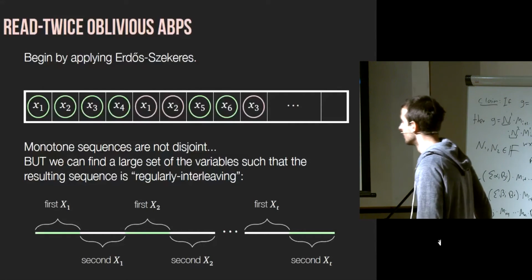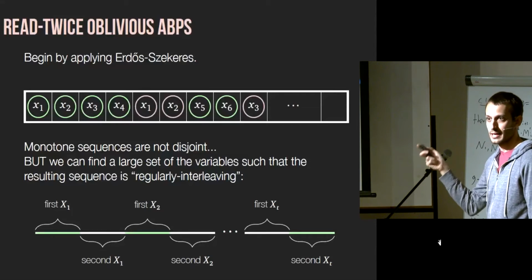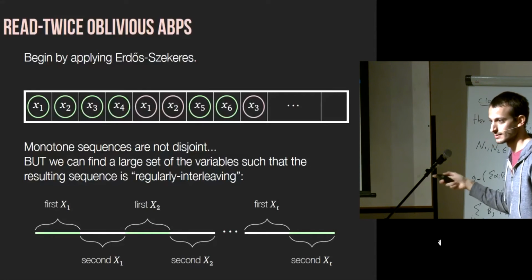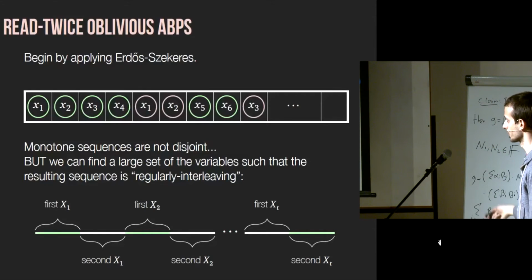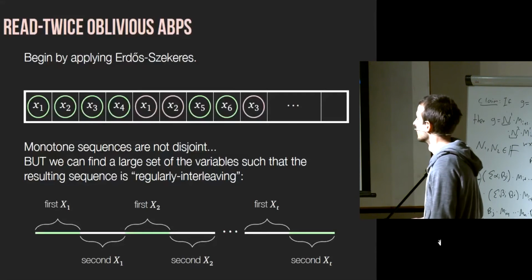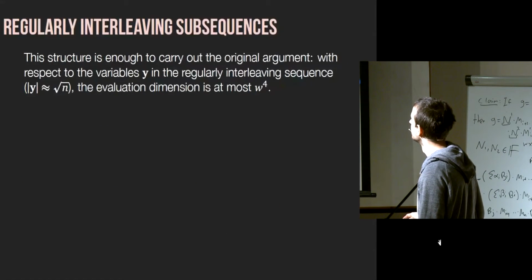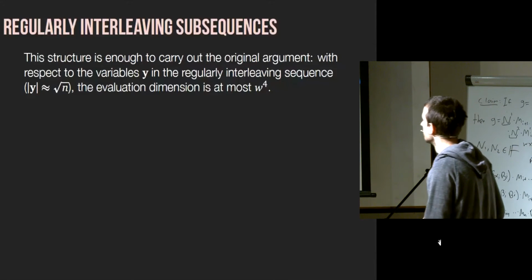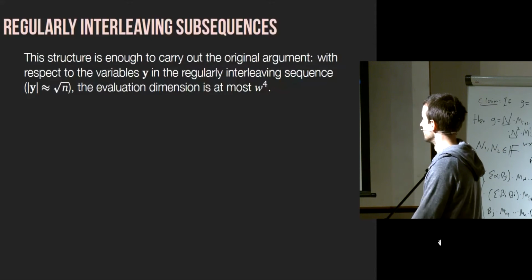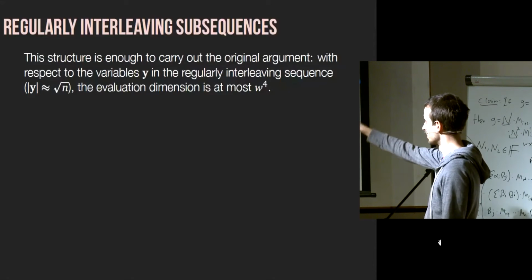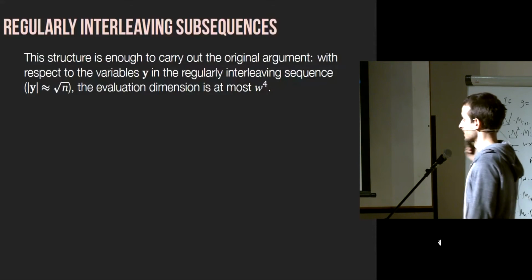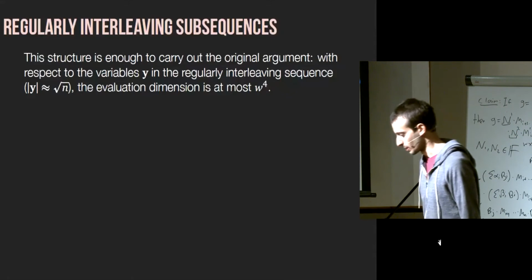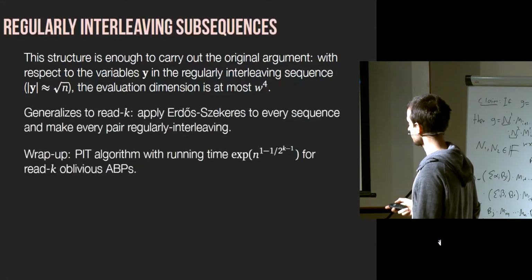That's the point. And you still have enough variables that you can plug in the hitting set and recurse. So that's the read-twice case. And yeah, as I said, that's enough to carry out this analysis. I mean, you have a set which is not exactly square root n, but square root n over some constant, and still you can compute it with a small read-once ABP.